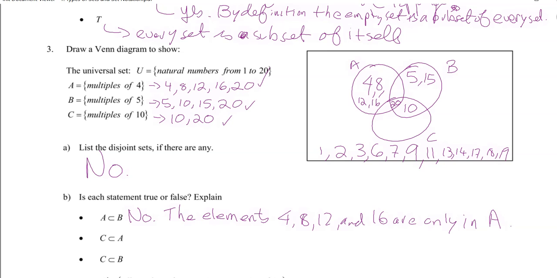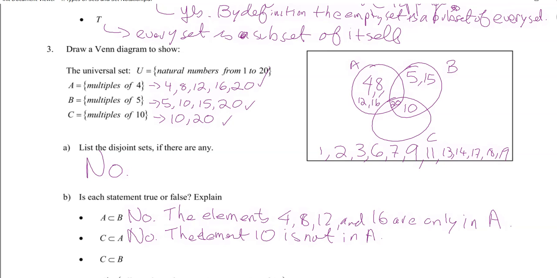Is C a subset of A? Okay, why not? You're going to say no, but why? Yep, because of 10. So the element 10 is not in A. C is a subset of A would say everything in C has to be a member of A.